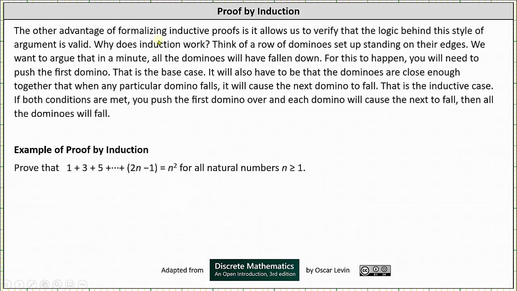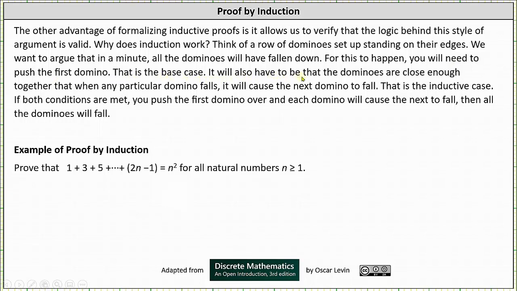The other advantage of formalizing inductive proofs is it allows us to verify that the logic behind this style of argument is valid. Why does induction work? Think of a row of dominoes set up standing on their edges. We want to argue that in a minute, all the dominoes will have fallen down. For this to happen, you will need to push the first domino, that is the base case.